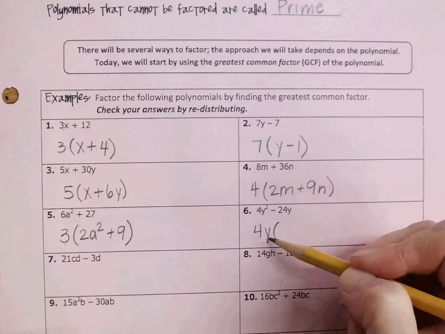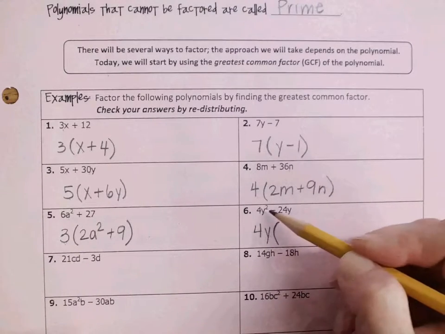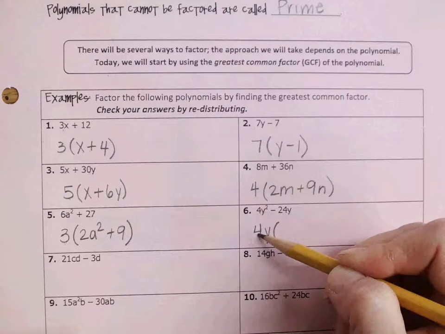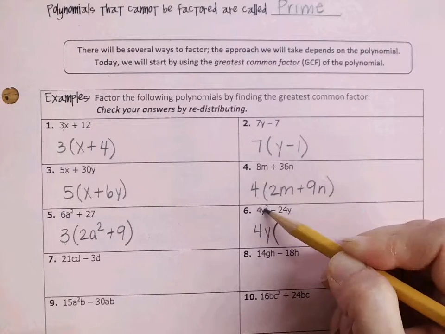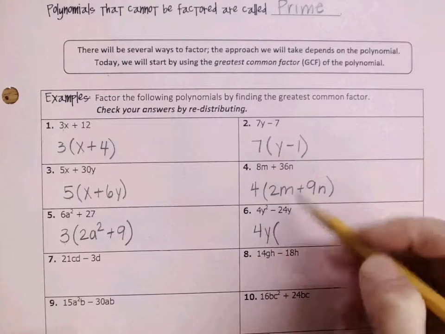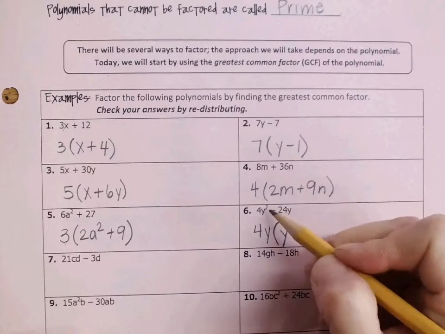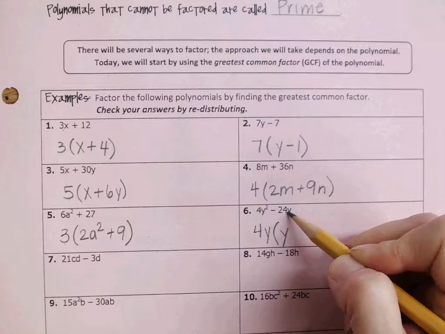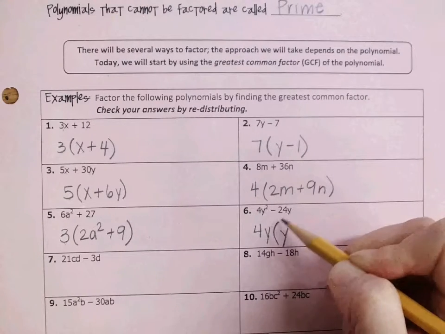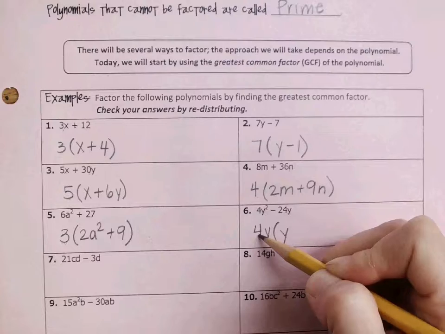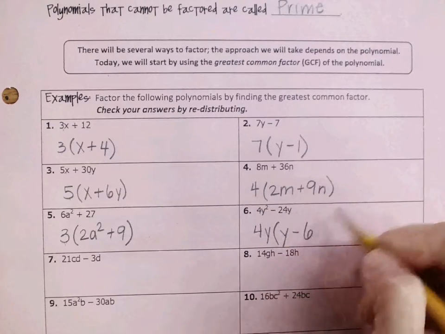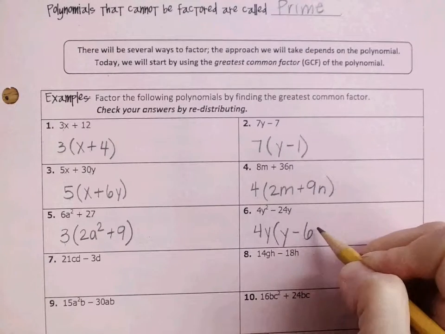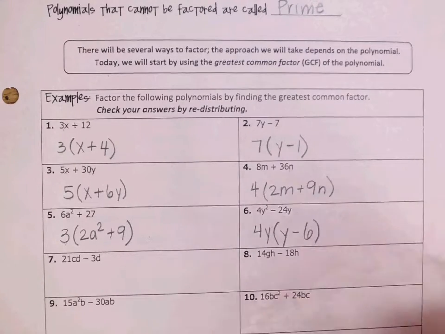So notice how this 4y works. 4y squared divided by 4y. So the 4's cancel out, I get 1. Y squared divided by y, I'm left with just y. So 2 minus 1. Then I'm going to do negative 24y divided by 4y. So negative 24 divided by 4 is negative 6. Y divided by y, they cancel out. And this is my final answer.